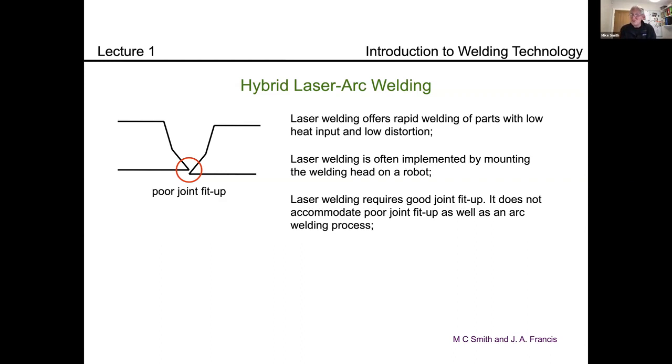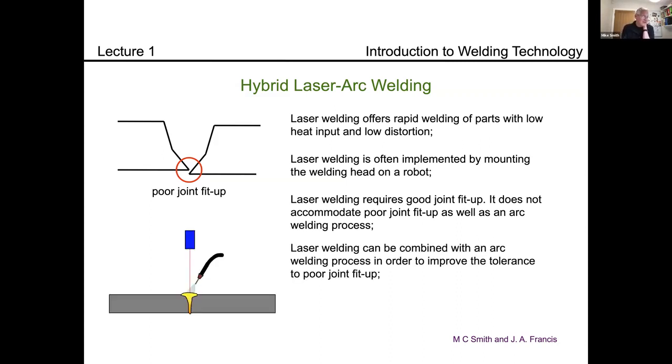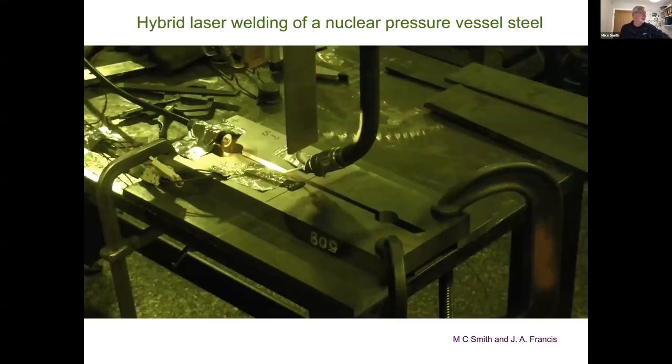It's surprising what you can weld together with arc welding and get an acceptable weld with relatively poor joint fit up. What you can do is you can actually combine it with arc welding to improve the tolerance to poor joint fit up. You can do a hybrid laser arc weld. The most common form of hybrid laser arc welding is combining gas metal arc welding, which we talked about earlier, with laser welding. Now here's an example of hybrid laser welding.